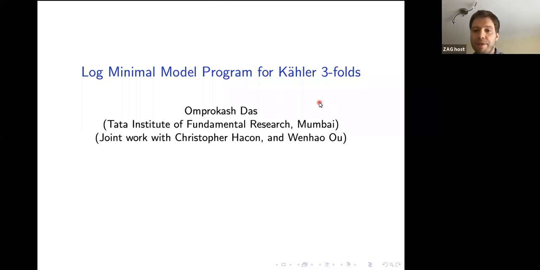All right, so we're pleased to have Omprokash Das from the Tata Institute, who's going to talk about the log minimal model program for Kahler threefolds.